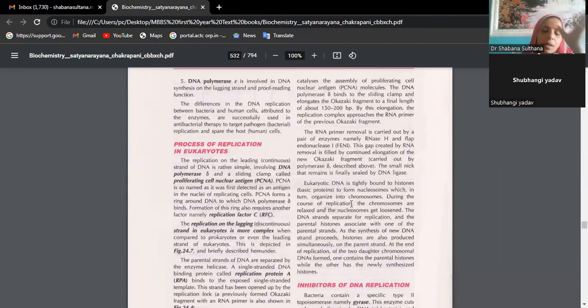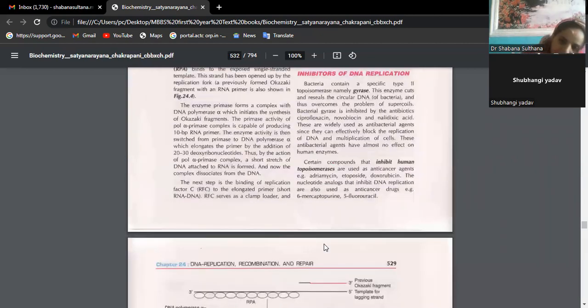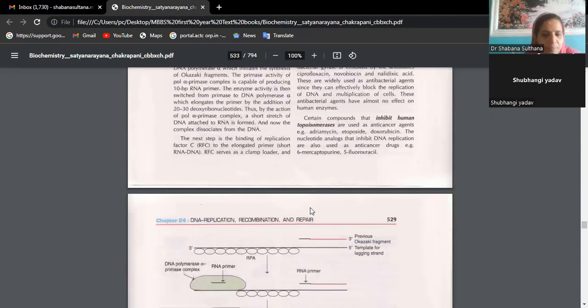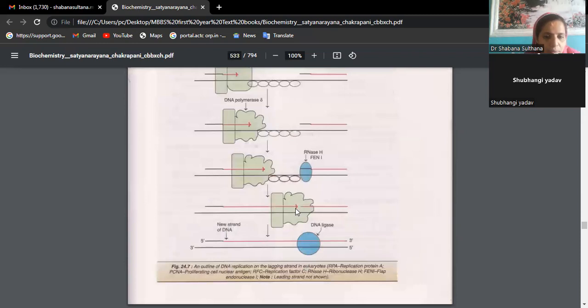Then we have inhibitors of DNA replication. That means whenever we don't want replication to happen, for example in the cancer chapter we studied that cells are unnecessarily multiplying. You don't want cells to multiply, so you give certain anti-cancer drugs, if you remember: 6 mercaptopurine, 5 fluorouracil. So we have certain agents which can stop replication, which are nothing but inhibitors of DNA replication.